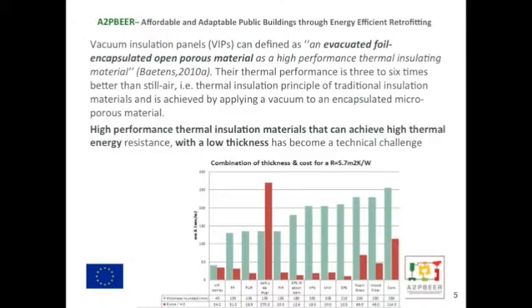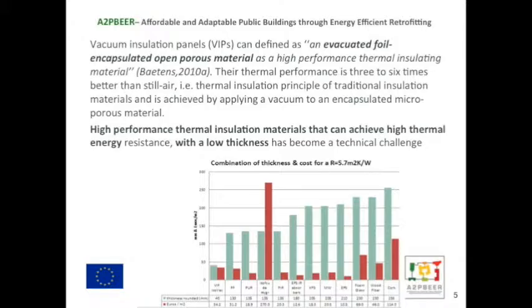The vacuum insulation panels can be defined as an evacuated foil encapsulated open porous material as a high-performance thermal insulating material. This material is 3 to 6 times better than steel wool. And this vacuum is encapsulated with a microporous material. With this material, we can achieve high thermal energy resistance with a low thickness. But it's important to take into account also the cost of the material.